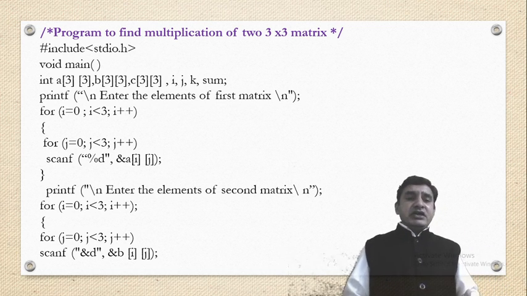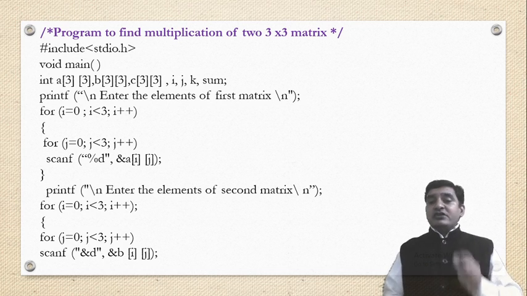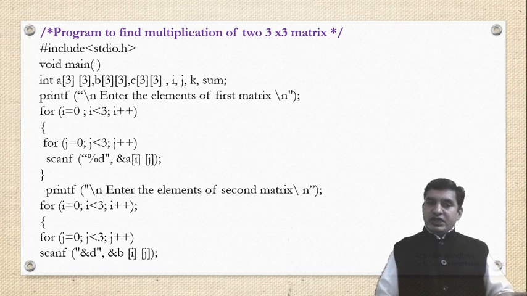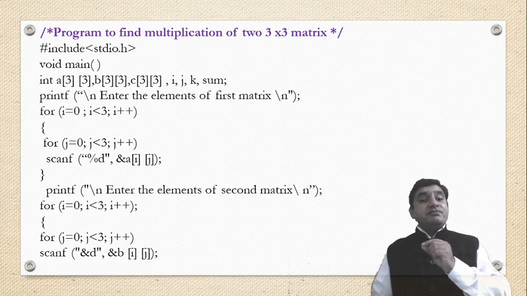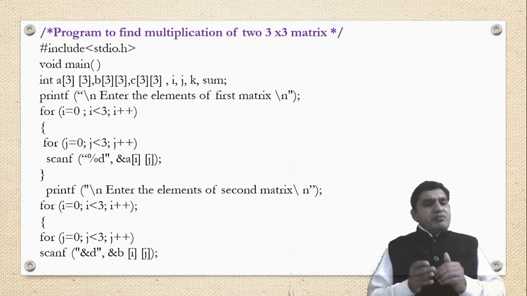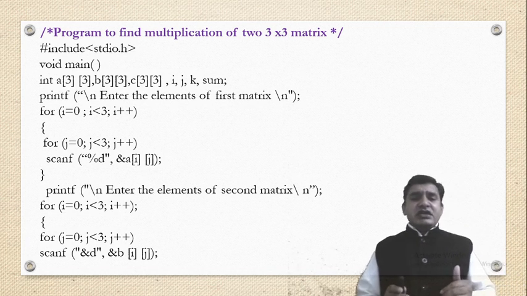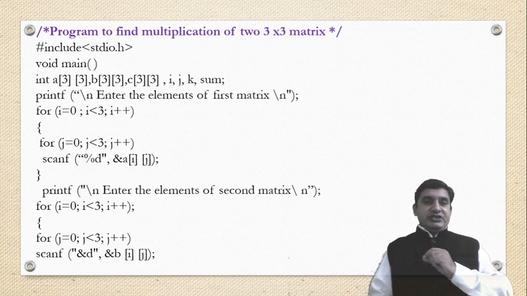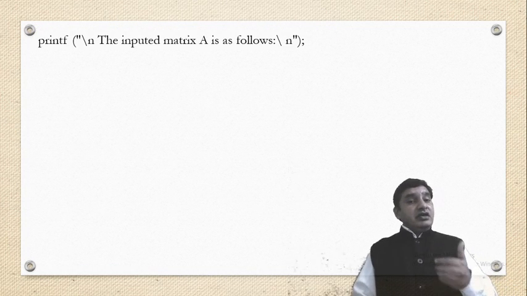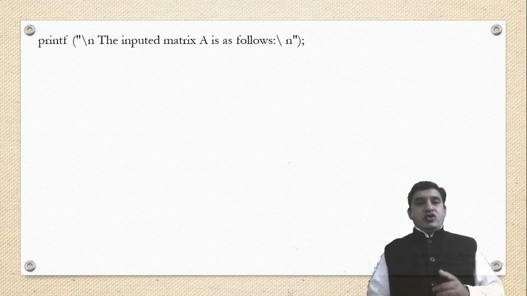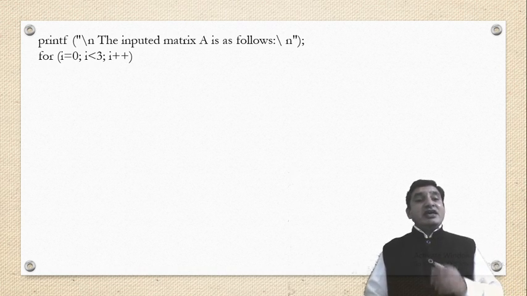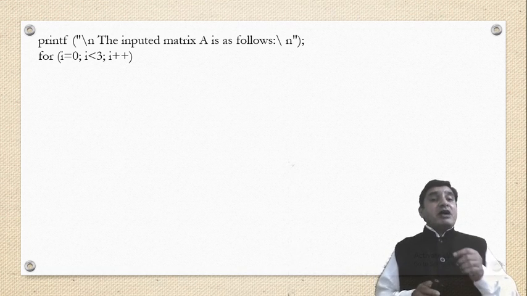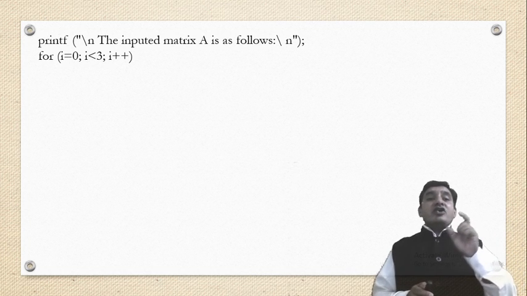Now we have to enter the elements of a second matrix, and for that we use the scanf function, that is the input function, percentage d, and b[i][j]. So by using this scanf function we enter the elements of the second matrix. Now the input of matrix A is done. Now we have to display the elements entered by the first scanf function on the screen.